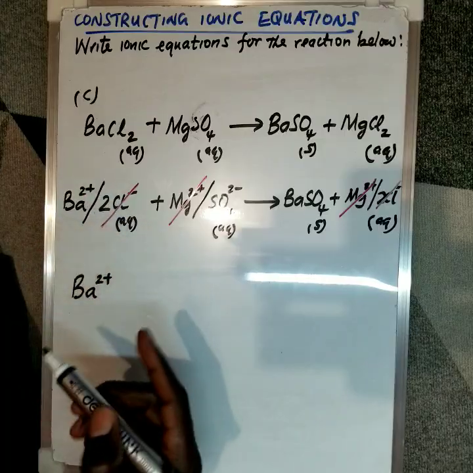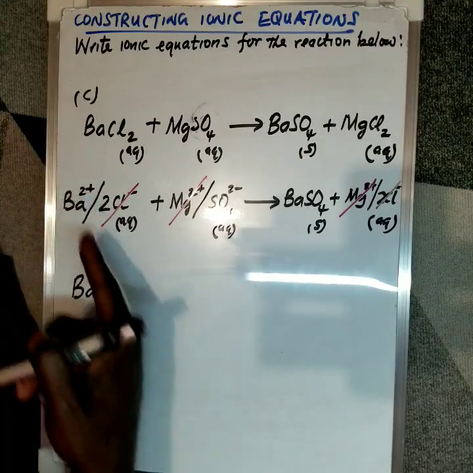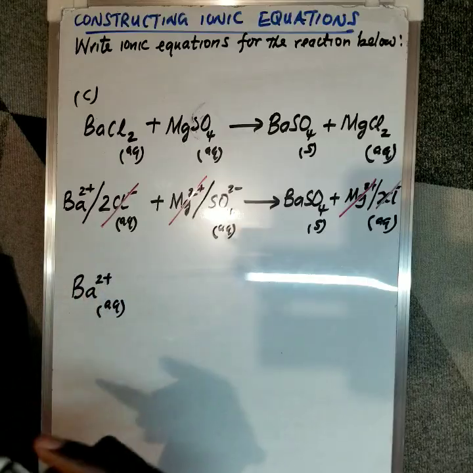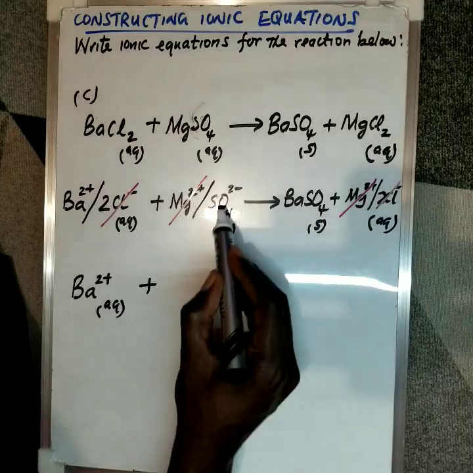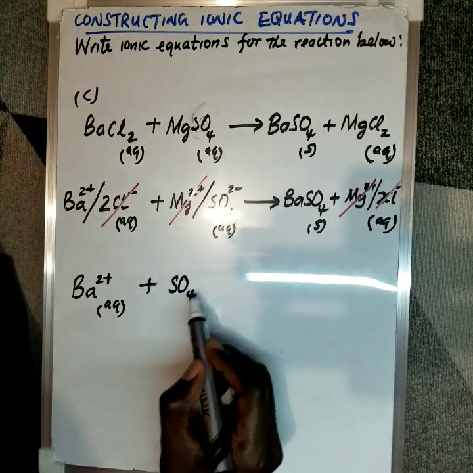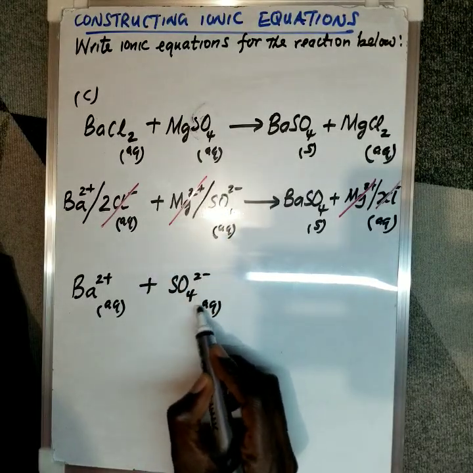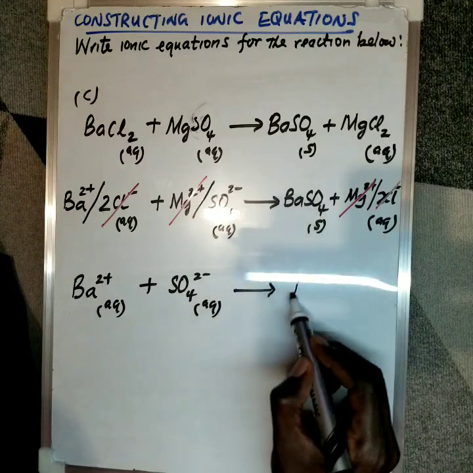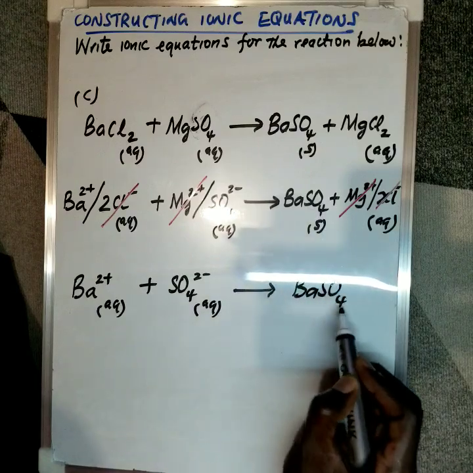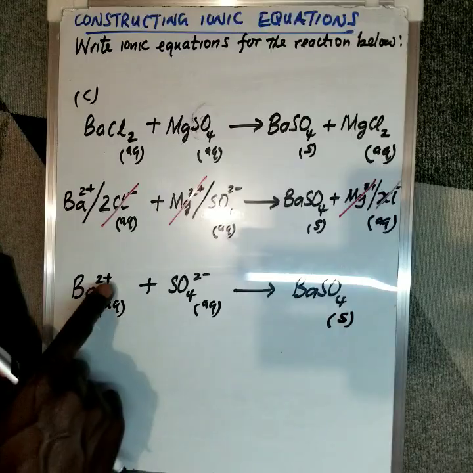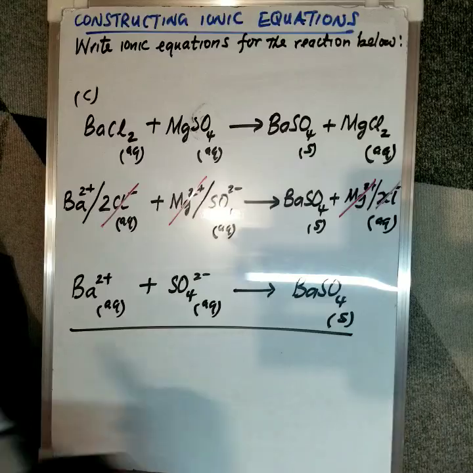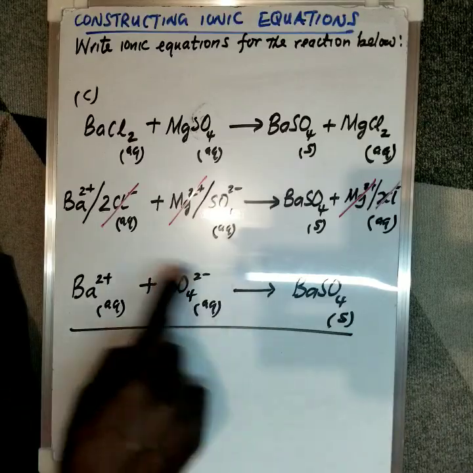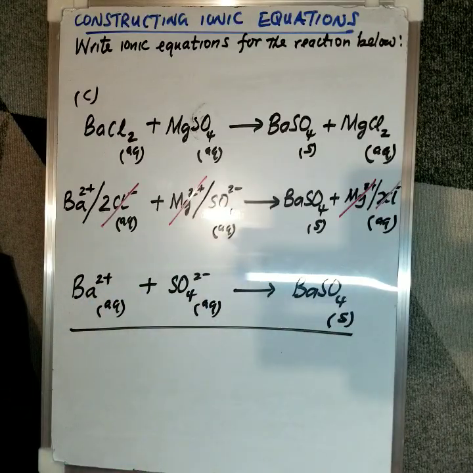Most of the pupils make a mistake because they forget to write these charges, those ions. They are very important. Those charges are what make it an ionic equation. Here it is SO4 2-, that is still in aqueous, and that is going to produce barium sulfate, which is in solid form. So it's like barium ions reacting with sulfate ions to produce, in this case, barium sulfate. So this is what we call an ionic equation. So with practice, you indeed get to understand this.